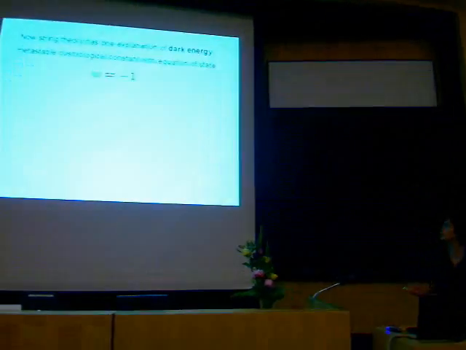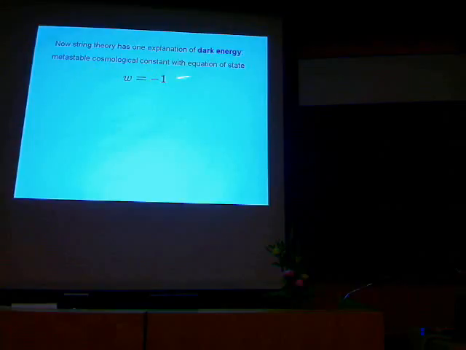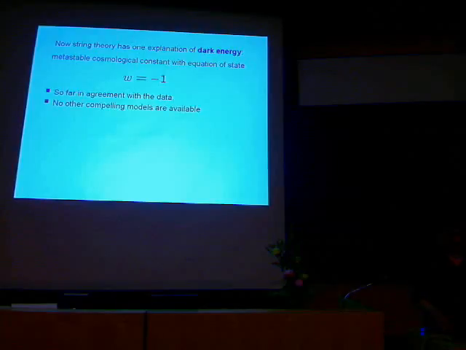With regard to dark energy, the explanation which string theory has today is that there is at least some reasonable construction of a metastable cosmological constant with equation of state w equals -1. So far it is in agreement with all available data, and from all we know, in string theory there are no other competing models. But fortunately, so far there is no disagreement.